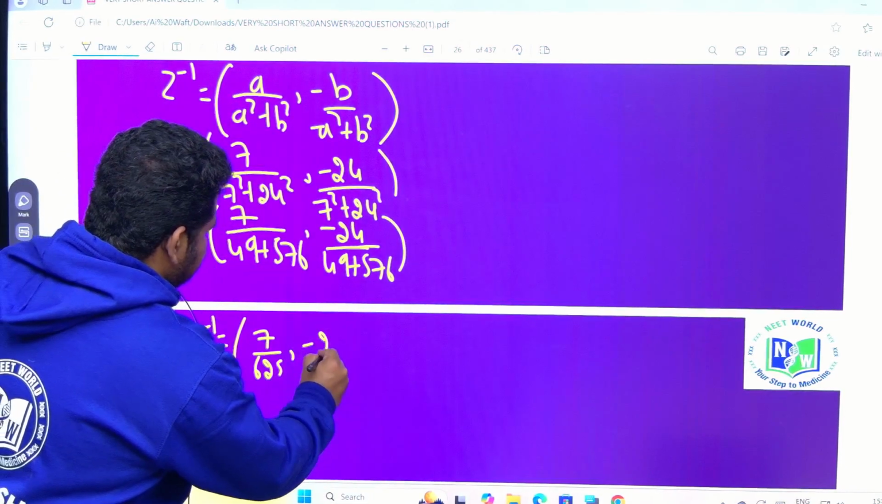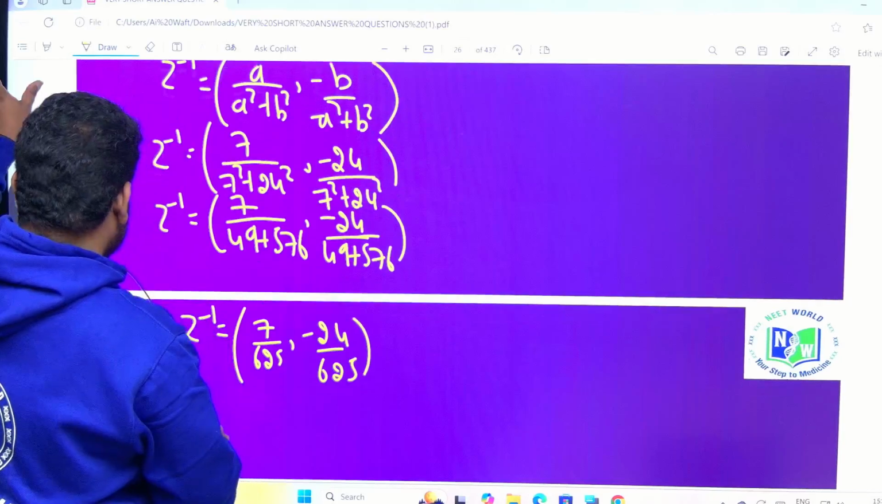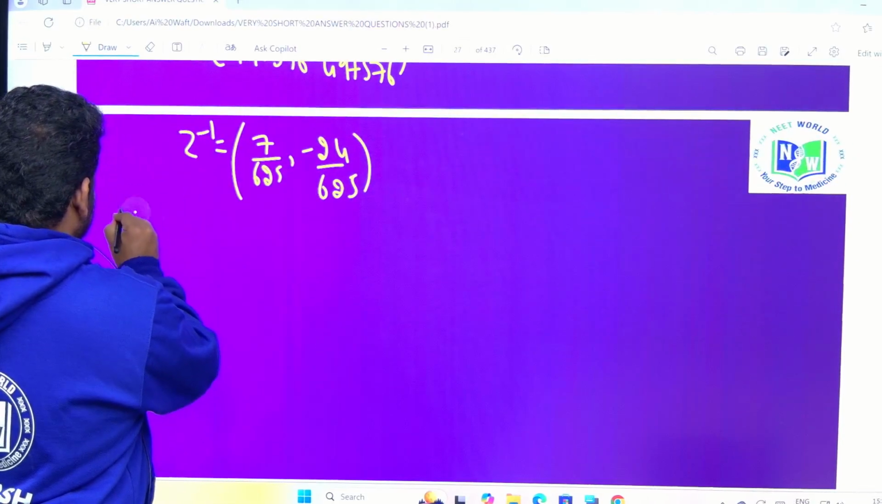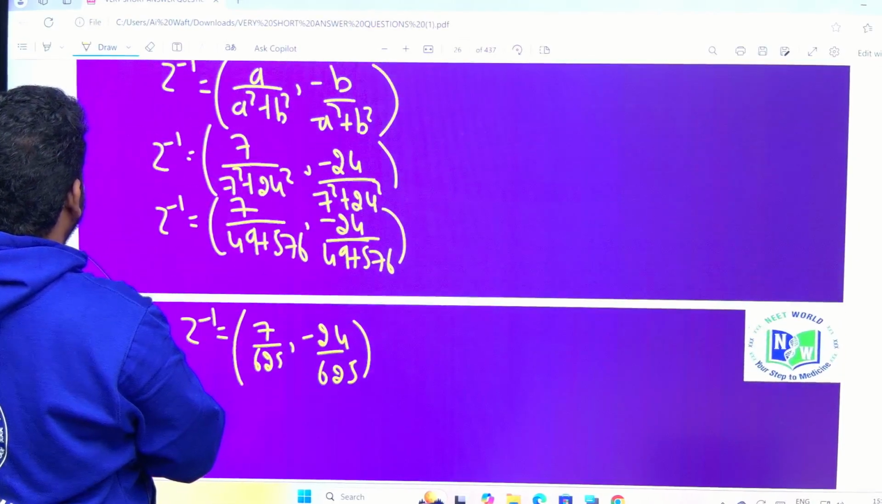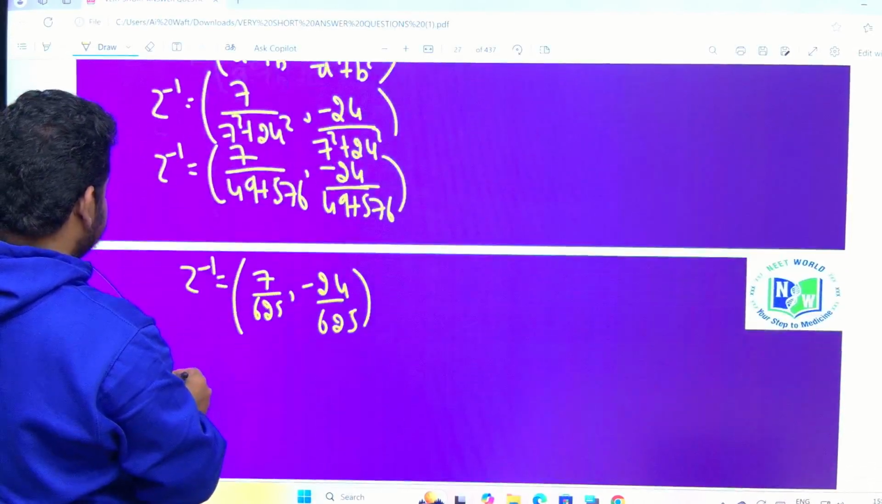They are the 625. This is the answer for the first sub question. Second sub question: if you see here, they have given the multiplicative inverse of sin theta, cos theta.